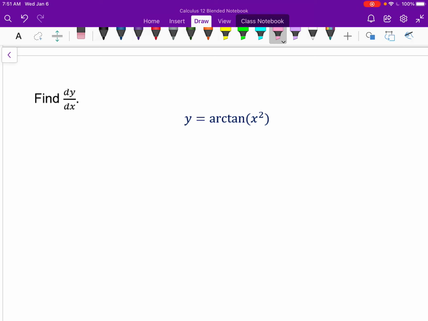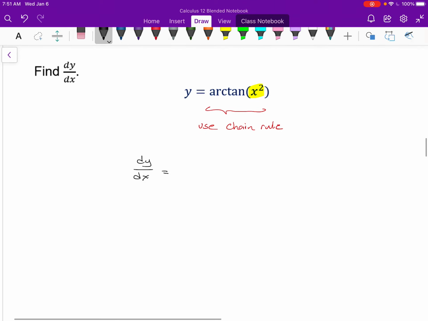I want to find the derivative of y equals the arctan of x squared. The key here is hopefully we realize we need to use a chain rule, because we have a quadratic function inside an inverse trigonometric function. So first, to find the derivative, I differentiate the outside function. The derivative of arctan is 1 over 1 plus the input squared. In this case, the input is x squared, so x squared squared. That said, I have to use a chain rule, so now I have to multiply by the derivative of the inside function. And the derivative of x squared is 2x.